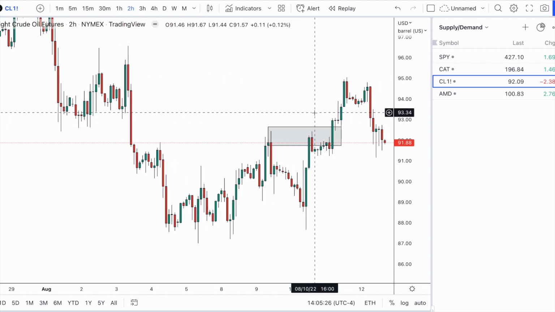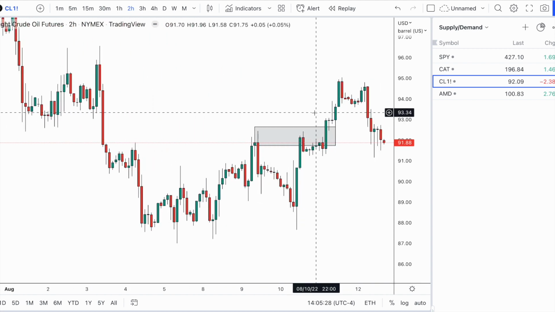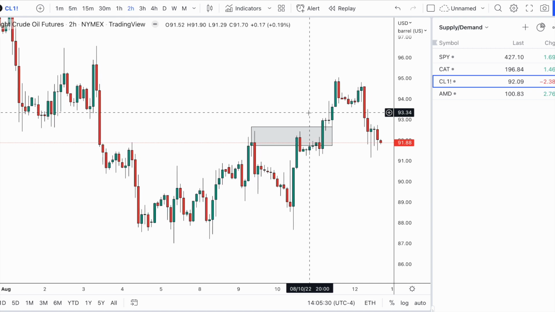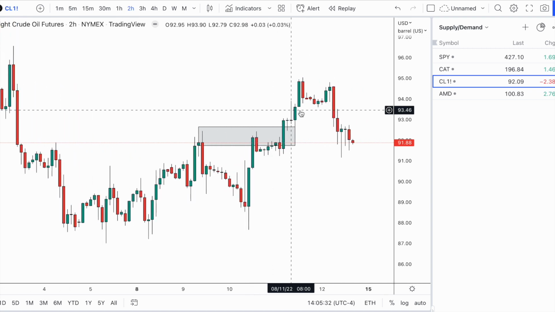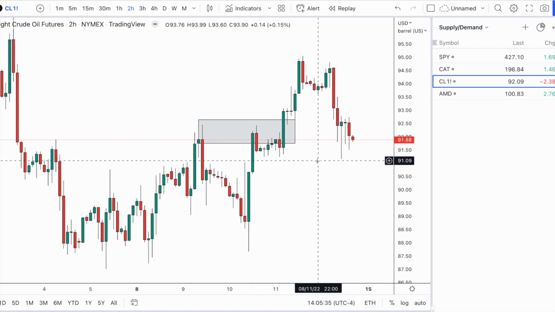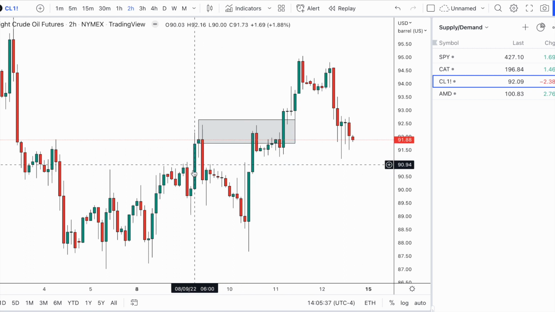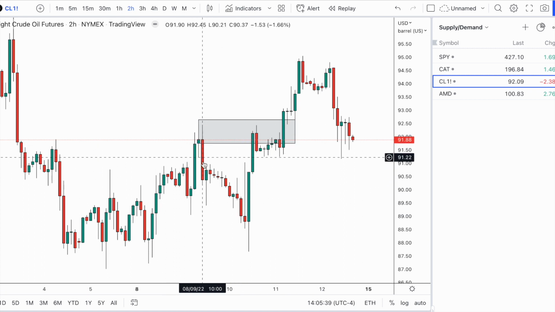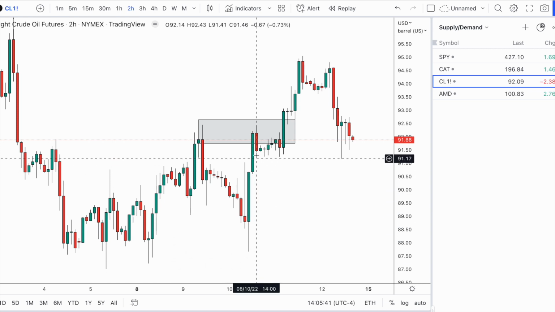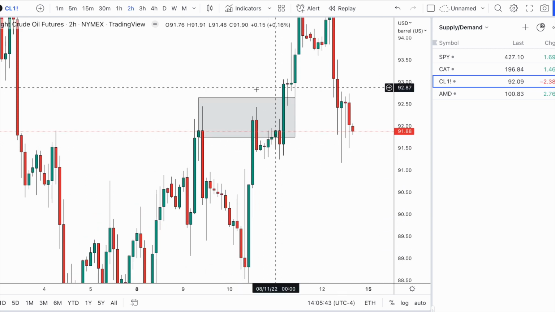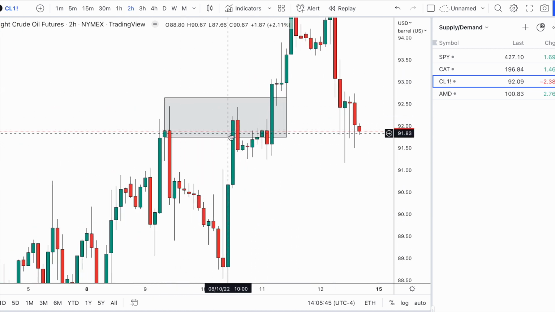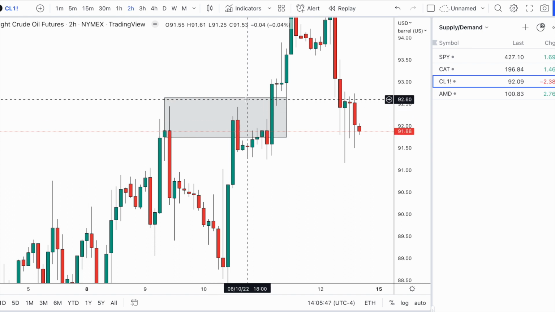Let me take a look at CL futures, oil futures here. The other way to tell is with depth. What does that mean? That means how far price goes into the zone. On the oil futures, we have a 2-hour supply zone here. Price rallies, we base, we have a fast drop and go lower. Price comes back up, and this is the whole zone, from 91.76 all the way to 92.66.